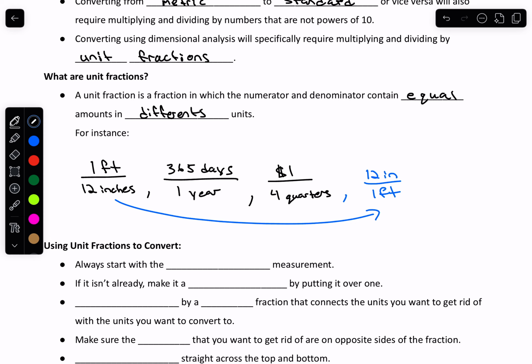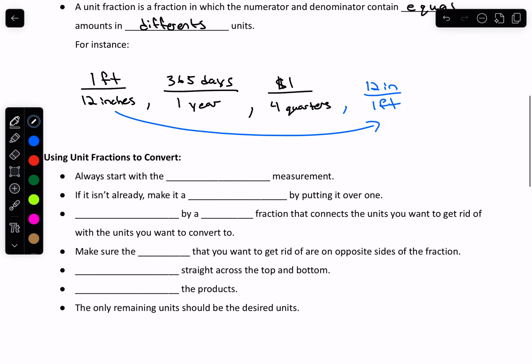It doesn't change anything. So now we're going to use these unit fractions to essentially cancel out units as we do dimensional analysis. So all dimensional analysis really is taking a beginning set of units and multiplying by unit fractions until we get to the new set of units that we want. So these fractions you just saw examples of, that's all we're really doing in dimensional analysis, multiplying by fractions that are equivalent to 1, unit fractions. So now how do we use them?